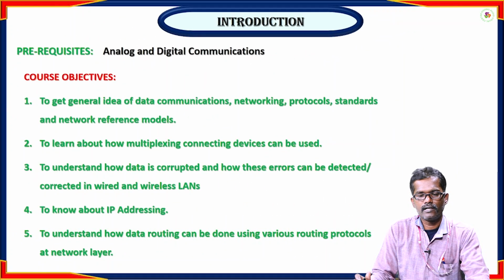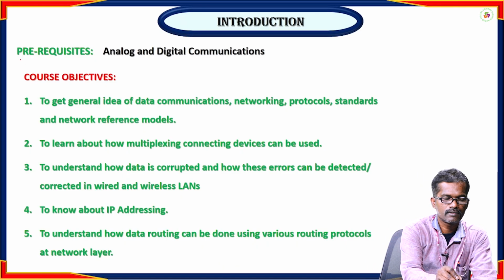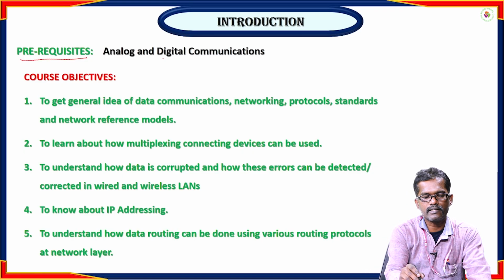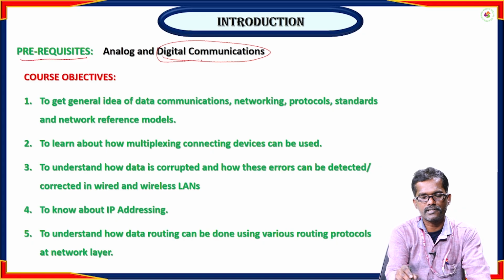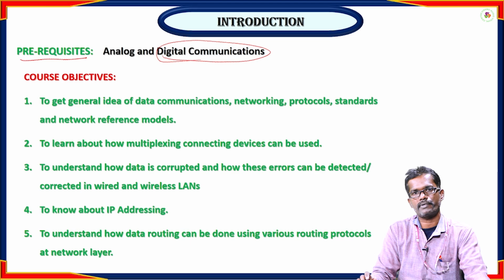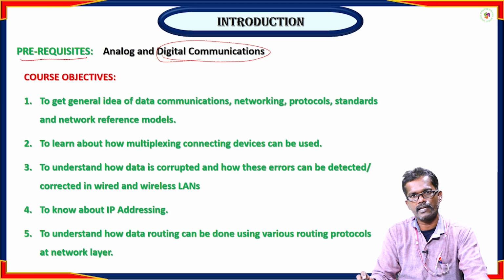Next, for this course DCN, Data Communication Networks, we need to have prerequisites. Here we have analog and digital communication. In digital communication we have some concepts present, like FDMA, multiplexing, TDMA, FDM, different types of multiplexing techniques. So we have analog and digital communications as the prerequisite.